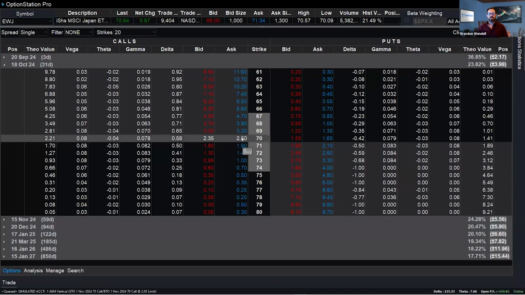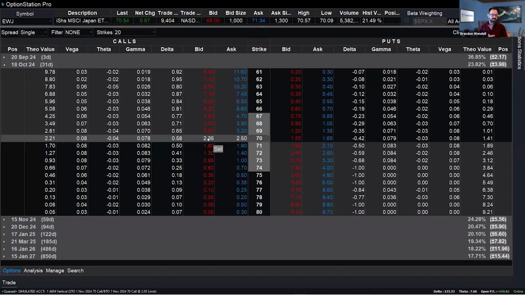But currently, if I were to buy the at the money call at 70, we could see that I would be, basically they're asking 2.50. Well, the theoretical value is $2.21. Well, that means that it is a little overpriced, isn't it? Even the bid price right now, at which I would be able to sell quickly.